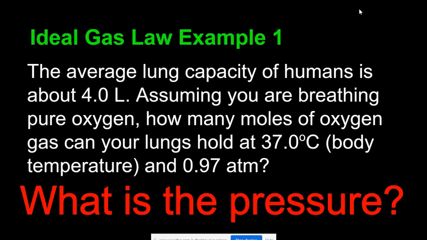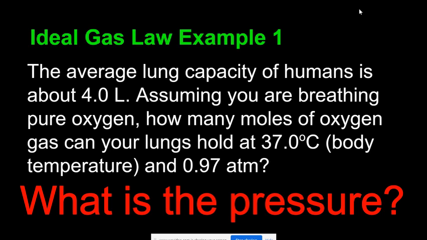All right, so we're going to go ahead and take a look at this first example problem. And the first thing we want to do is walk through and identify all of our variables. So it says the average lung capacity of humans is about 4.0 liters. Assuming you are breathing pure oxygen, how many moles of oxygen gas can your lungs hold at 37 degrees Celsius, which is about body temperature, and 0.97 atmospheres?